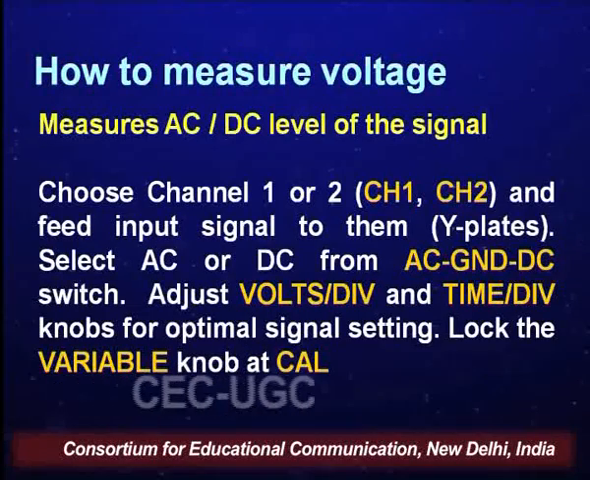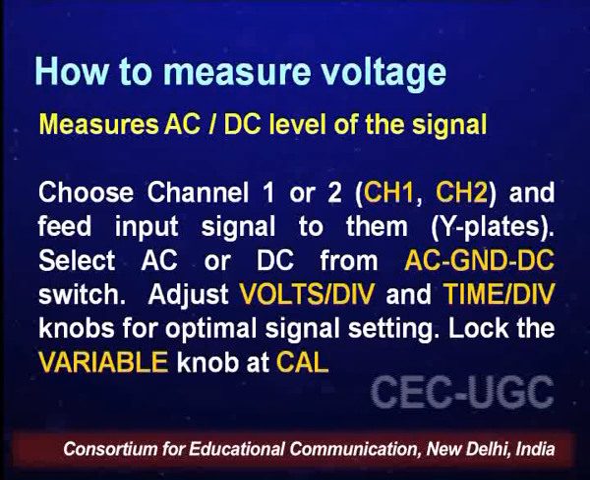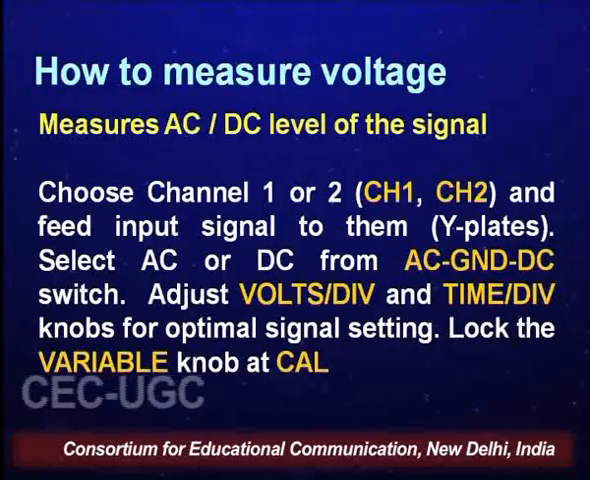How to measure the voltage? First, AC DC level of a signal. We choose channel 1 or 2 of the CRO depending on which one you prefer, and feed the input signal to them, which goes directly to the Y plates. The delay line comes into play. It stops the signal till the time base prepares itself. We select the AC or DC from the AC ground DC switch. We adjust volts per division and times per division knobs for optimal signal setting. We lock the variable knob at calibration.